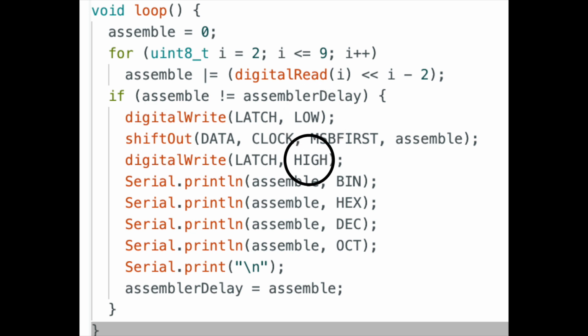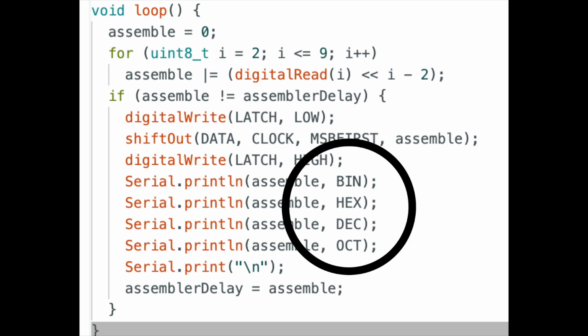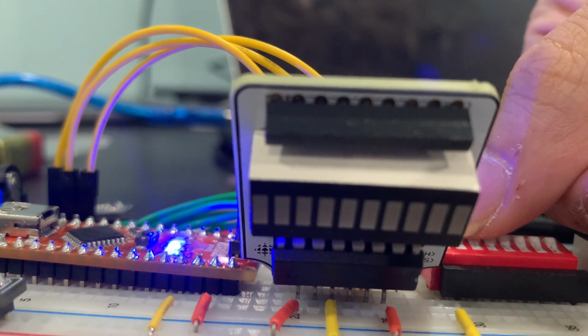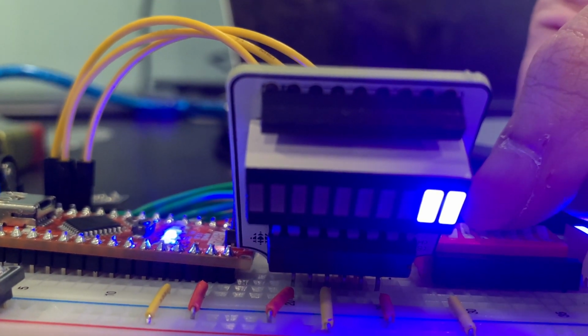Latch is set high so that the outputs can be transferred from the shift register to the storage register. Finally, the value of the switch bank is printed in binary, hexadecimal, octal, and decimal. The last line is meant to produce the output only when the inputs change. Here are the values presented from the switch bank onto the bar graph.